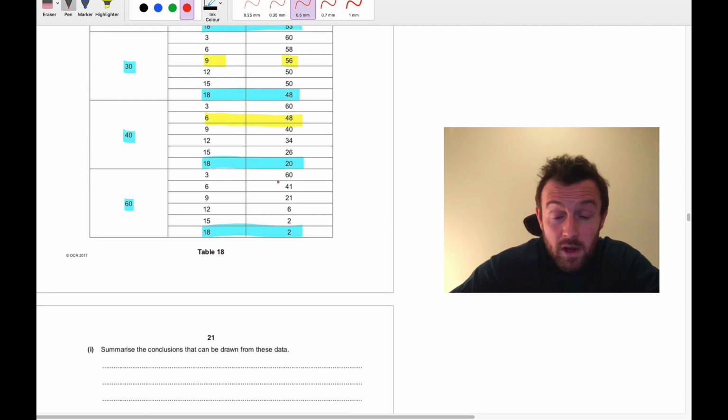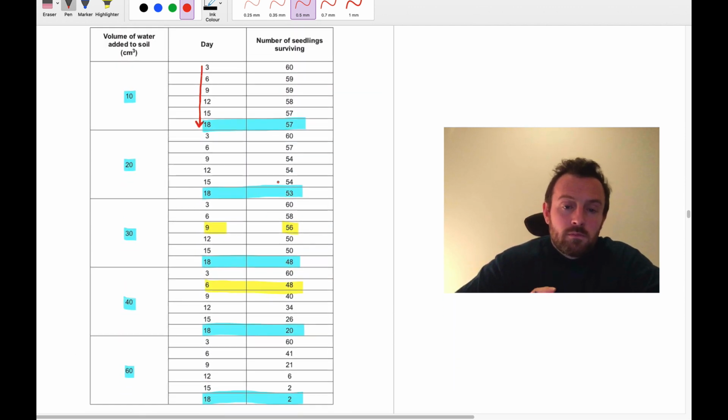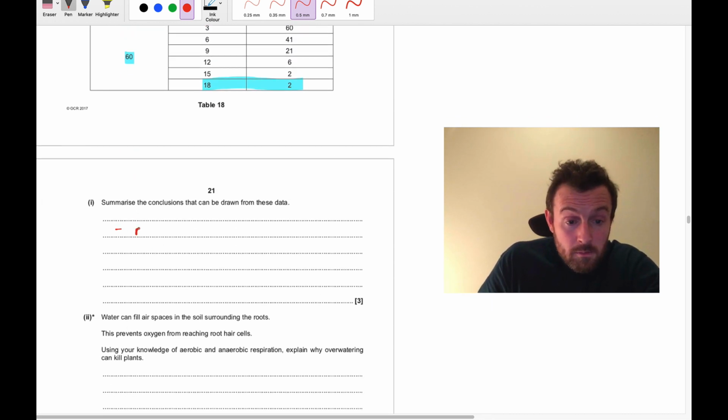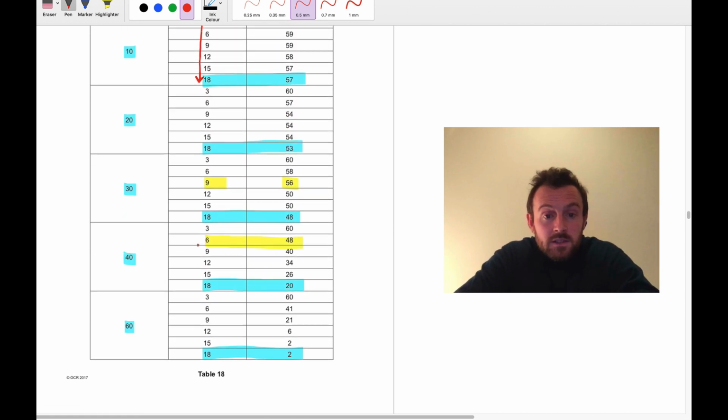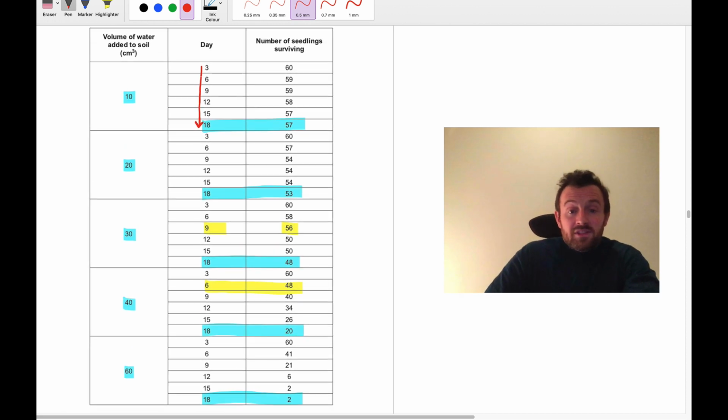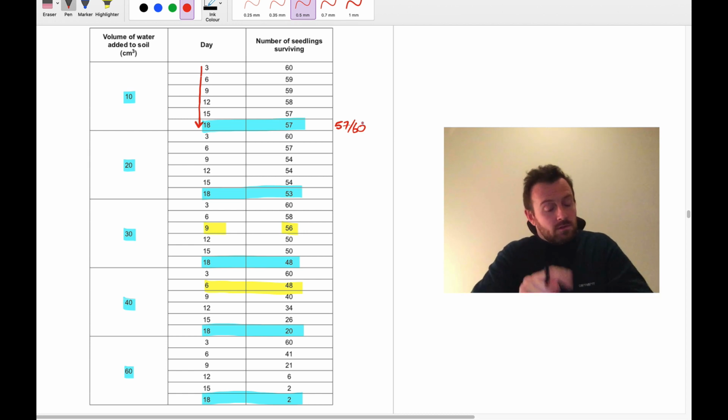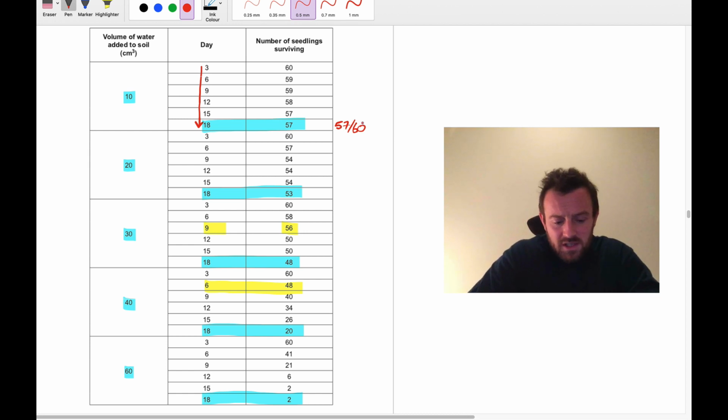Summarize the conclusions. Okay, well, first of all, most seedlings survive with 10 cm of water. I need 3 marks for this. We could do some percentages, so 57 out of 60 as a percent. What percentage is that? It's very high. Let's quickly do it. Because there's 3 marks, there's probably going to be some marks for working out some numericals.